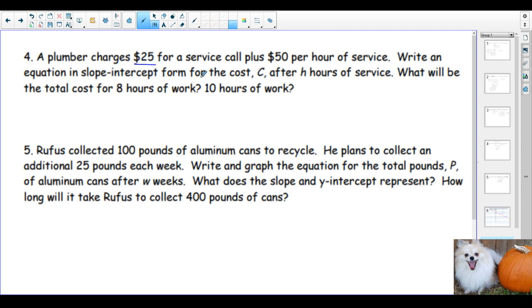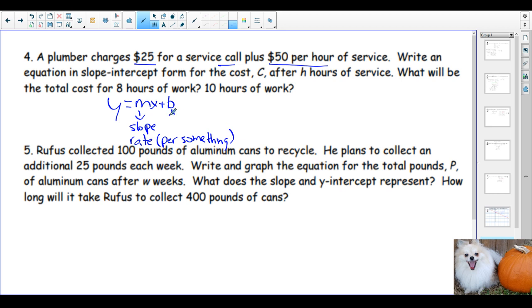So a plumber charges $25 for a service call plus $50 per hour. Write an equation in slope-intercept form for the cost C after H hours of service. Okay, so someone was asking about this, and I was like, where are your reading skills? Slope-intercept form. y equals mx plus b, where m is the slope, which is a rate per something. That's what you look for with slope. You look for some kind of rate.